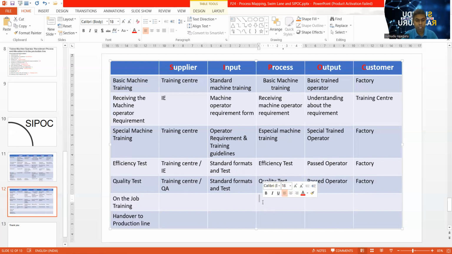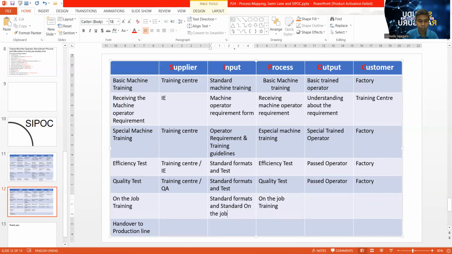On the job training, okay, what are the inputs? That is also the same, standard formats and standard on the job training. What is the output? Okay.